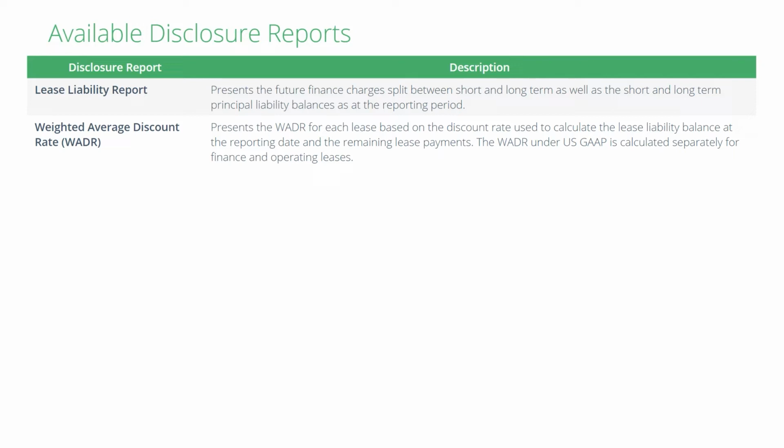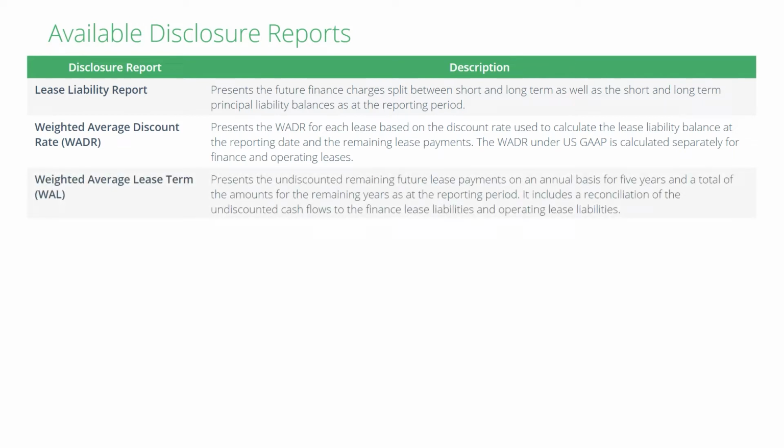The weighted average discount rate under US GAAP is calculated separately for finance and operating leases. Next is the weighted average lease term. This represents the weighted average lease term based on the closing lease liability balances and the remaining lease terms. The weighted average lease term report under US GAAP is calculated separately for finance and operating leases.